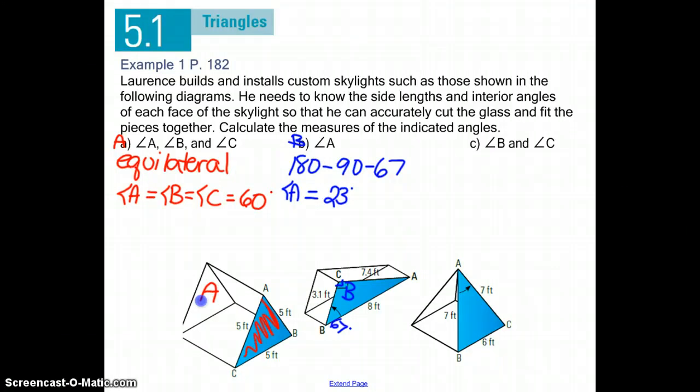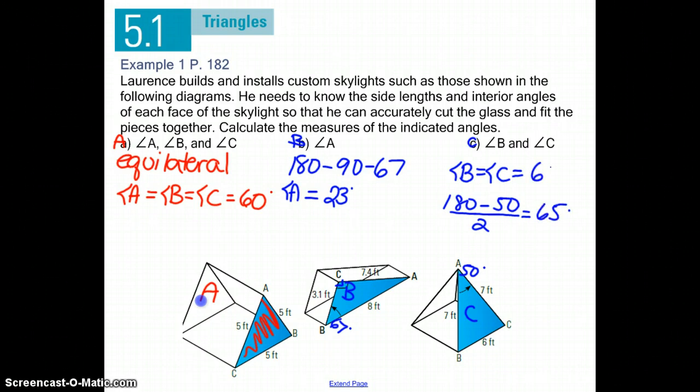And the last one, part C. We're looking for angle B and angle C. What type of triangle do we have here? Isosceles. Good. And it actually tells us that this angle, again that got cut off, is a 50-degree angle. So what do you know about the 2 other angles in an isosceles triangle? They're equal. Good. So angle B and angle C are both the same, and all 3 angles have to add up to 180. So we're going to take 180, subtract 50, and divide that by 2 to get 65 degrees per each angle. So angle B and angle C both equal 65 degrees.